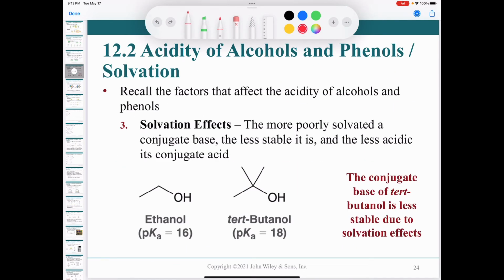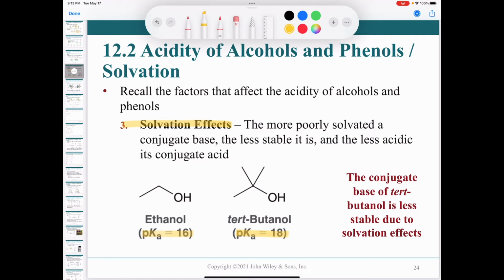Another really interesting factor that can affect the acidity of alcohols is what is known as a solvation effect, and that is exemplified by this example here. If we compare the relative pKas of ethanol and tert-butanol, we see that ethanol is 100 times more acidic than tert-butanol. Now, why would that be?